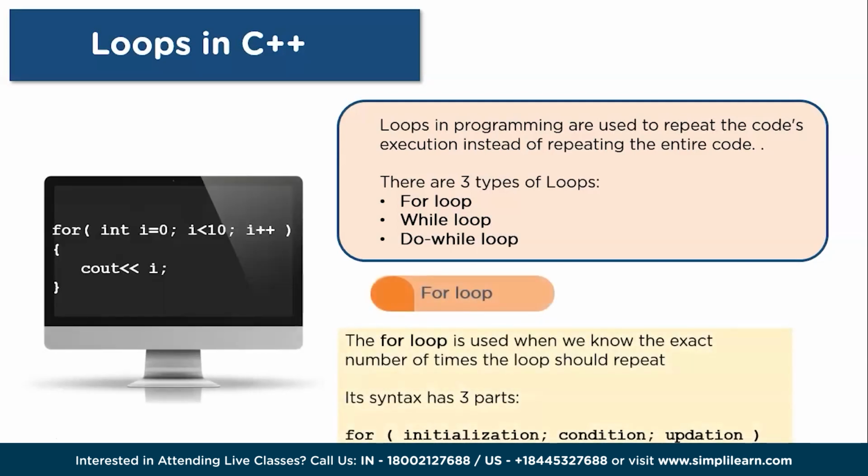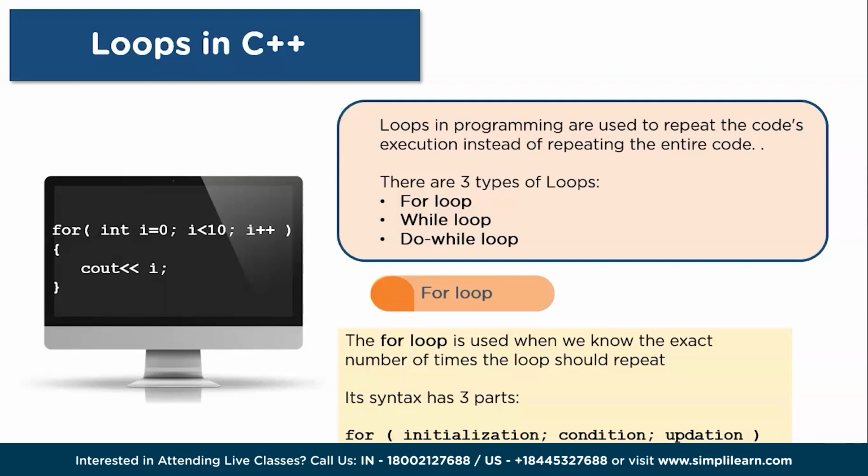For loop is used when we know the exact number of times the loop should repeat. Its syntax has three parts: initialization, condition, and updation. First, the initialization takes place. In this part, we initialize and declare loop control variables. This part takes place only once.